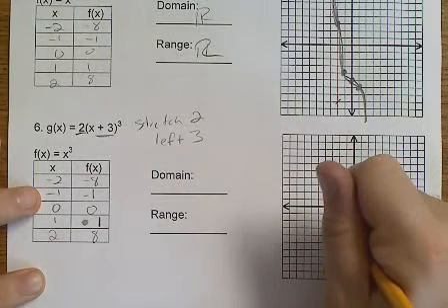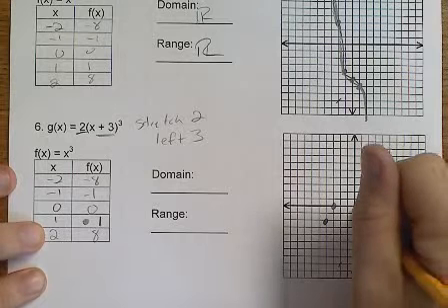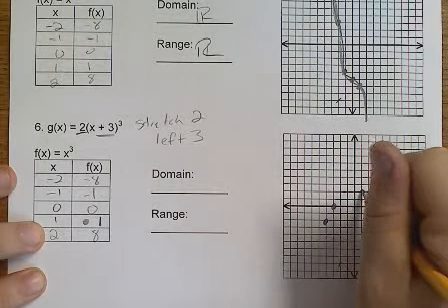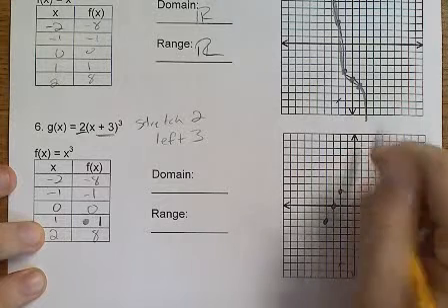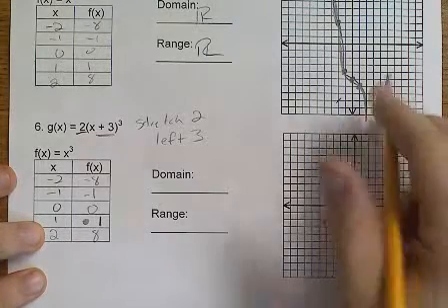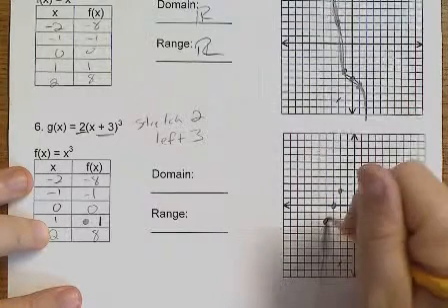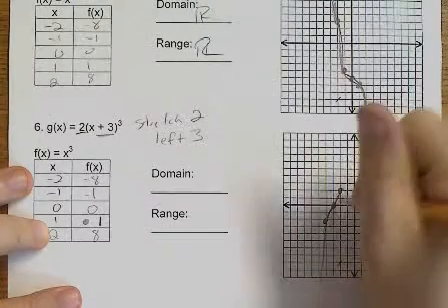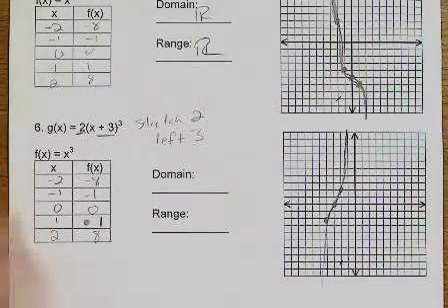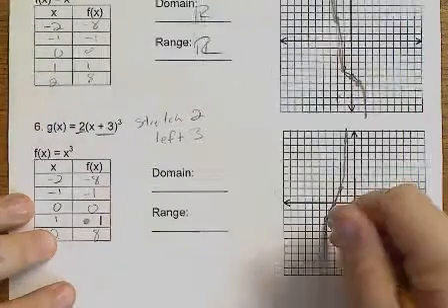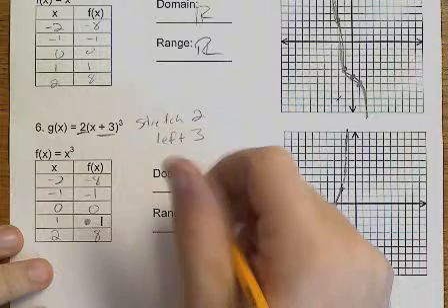And 1, 1 times 2, left 3. And then 8 times 2 is 16, way too steep for us. And there we have our graph. Again, cubics are all real numbers for domain and range.